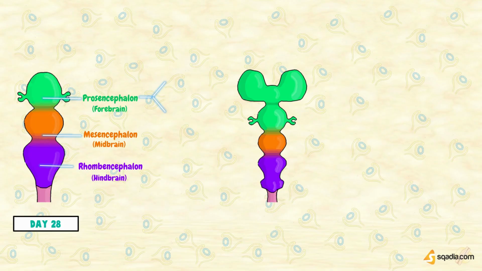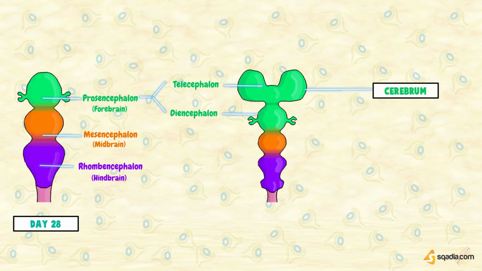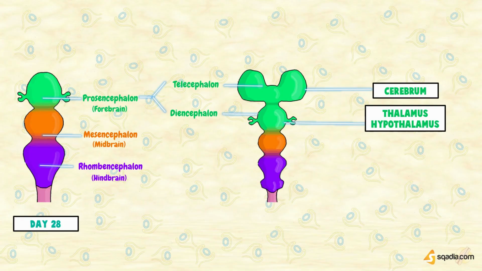Let's understand it. Prosencephalon splits into two: telencephalon and diencephalon. Telencephalon will become cerebrum. Diencephalon will become thalamus and hypothalamus. And this is mesencephalon. It remains the same. That becomes midbrain. Rhombencephalon splits into two.